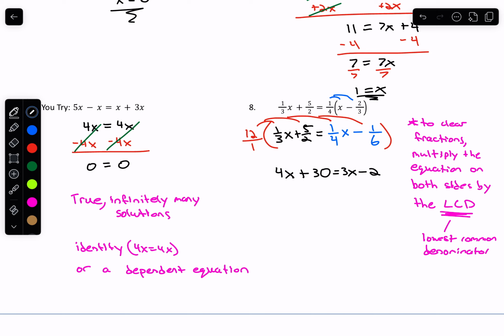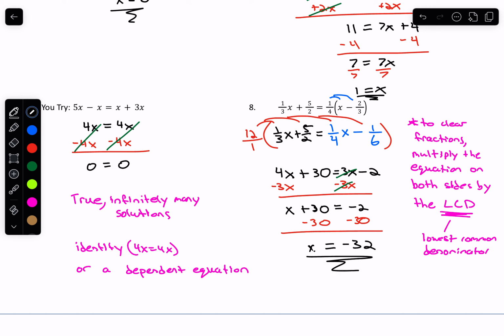All right, and now that we have those fractions gone, solving is just as easy as all the other ones, where we just want to get the x's on the left by subtracting 3x from both sides. That's going to give us 1x plus 30 is equal to, those 3x's cancel, so I just have negative 2 on the other side. Then I'll move the 30 to the other side by subtracting it, and we end up with x is equal to negative 32. And that, because x is already by itself, is our solution.